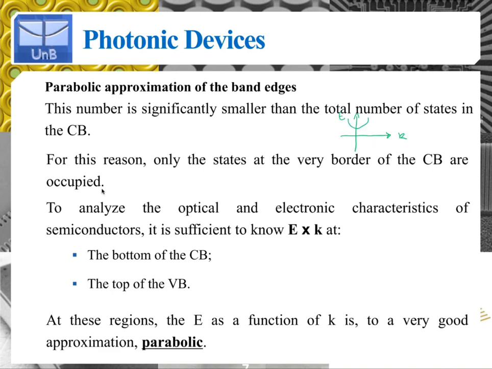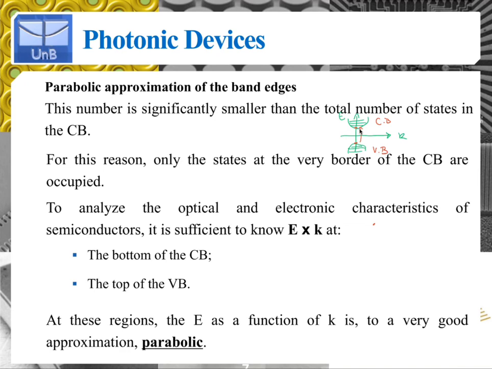You have lots and lots of states in the conduction band and in the valence band, and you should remember that only electrons that have enough energy to transit from the valence band into the conduction band can make this transition. So it's more likely for the electrons that are close to the band edge, the valence band edge and the conduction band edge, to make the transition, and therefore the states that are more likely to be occupied are the ones close to the band edge.